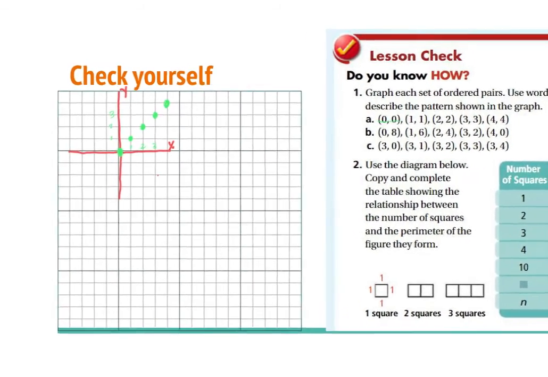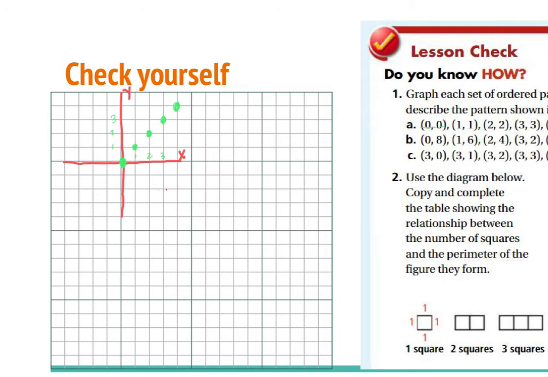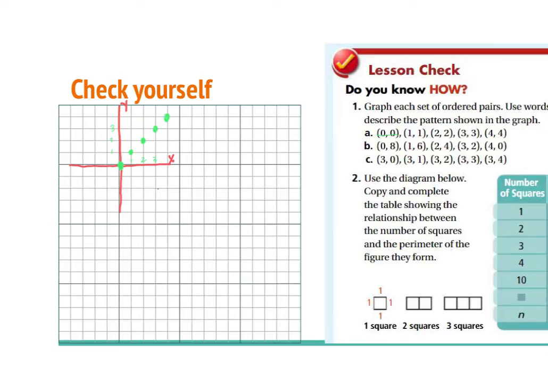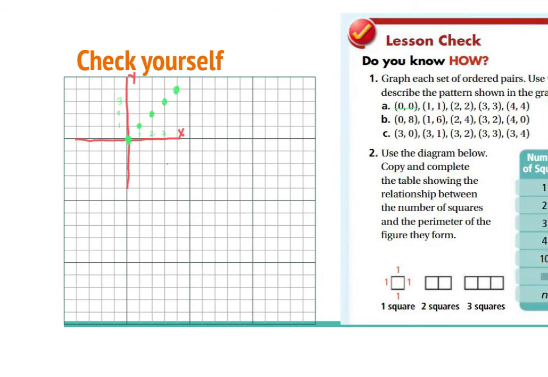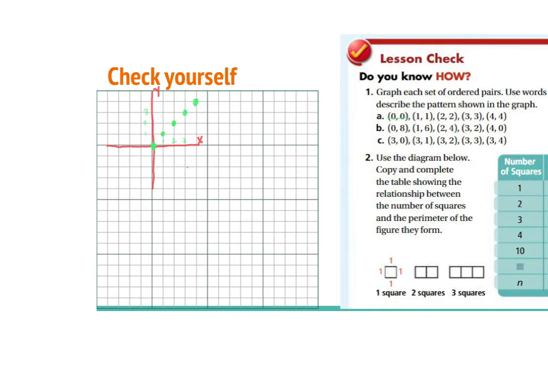Use words to describe the pattern shown in the graph. This appears to go up 1 each time we go over 1. So an increase in the x direction means the same increase in the y direction, okay? All right, B. This was A, by the way. B, let's go ahead and do the same thing. Let's create our graph.